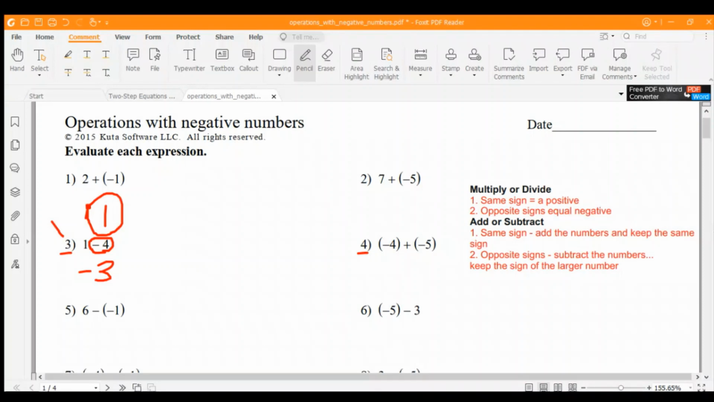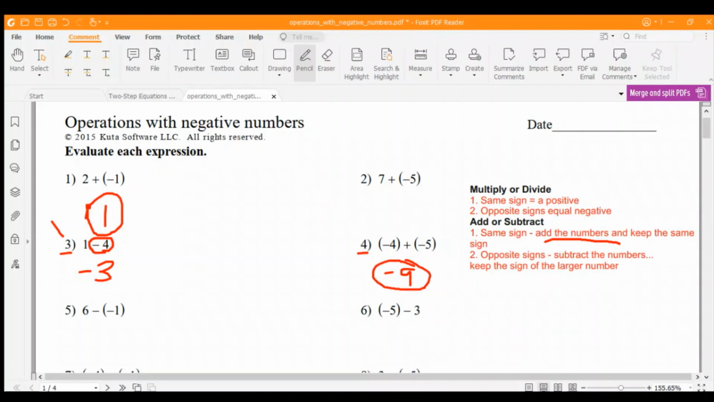Well, same sign, add the numbers and keep the signs the same. So if they're both negative, negative 4 plus negative 5, add the numbers. 4 plus 5 is 9. They're both negative, so you keep the sign of both of them. I am done. All right? So that's just one thing.